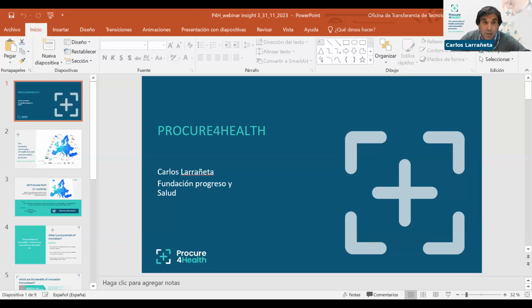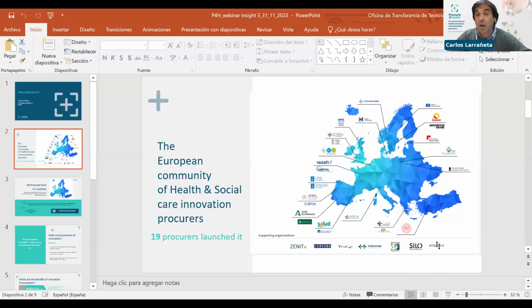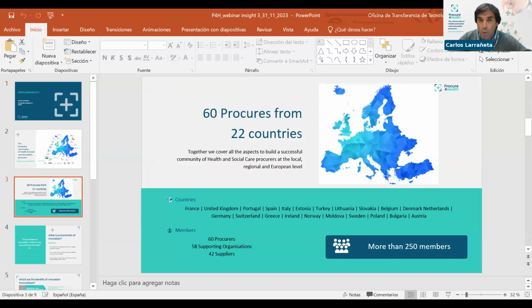Regarding the Procure4Health Community, this is how we started. We started with 19 procurers, and a number of supporting organizations, regional development agencies, some of the most experienced consultancy services in the area of procurement of innovation. And this is who we are right now. We have over 60 procurers from 22 different countries, plus an important number of, as I said, supporting organizations.